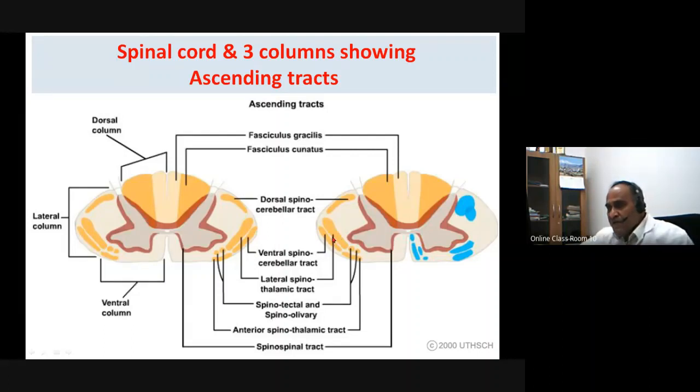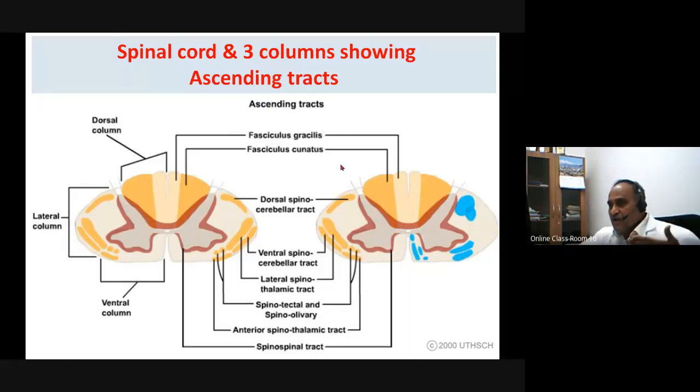Then we have a spinothalamic tract. This is a lateral spinothalamic tract. That means it carries the sensation of pain, thermal sensation, crude touch, and all those things. And if there is a lateral spinothalamic tract, then we have an anterior one. If there is a lateral, there is the anterior spinothalamic tract. This is the anterior spinothalamic tract.